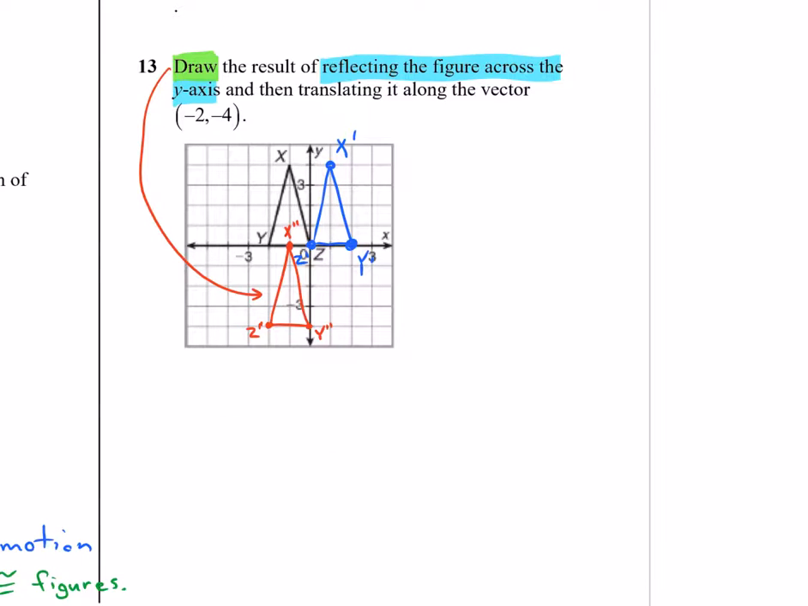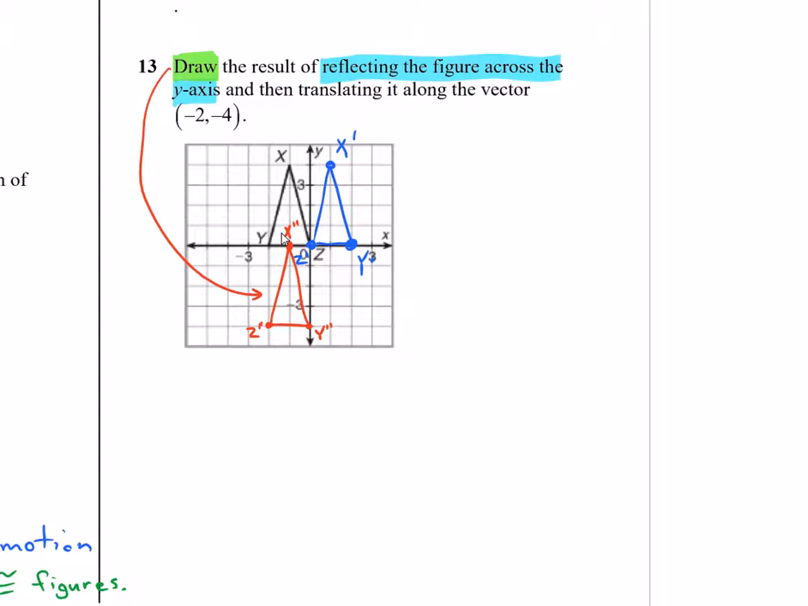Now we have number 13. It says draw the result of reflecting the figure across the y-axis and then translating it along the vector -2, -4. So we take the original figure and we do a flip over the y-axis. So X was 1 to the left, moves 1 to the right. Z was on the line, so it still stays on the line. Y was 2 to the left, so it moves 2 to the right. Connect those, we get this triangle X prime, Y prime, Z prime.